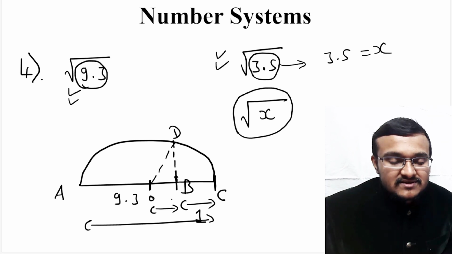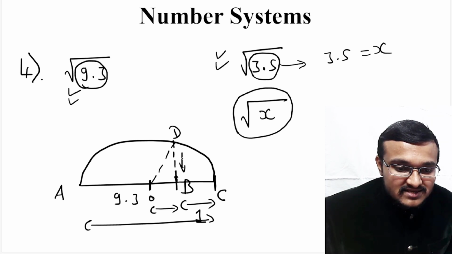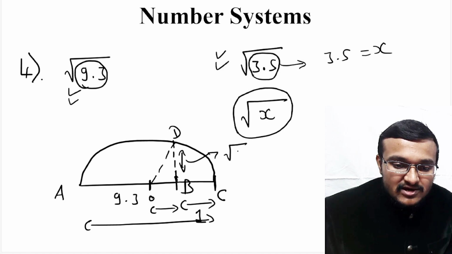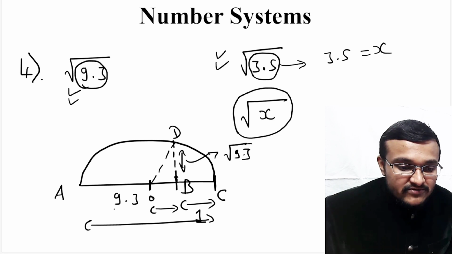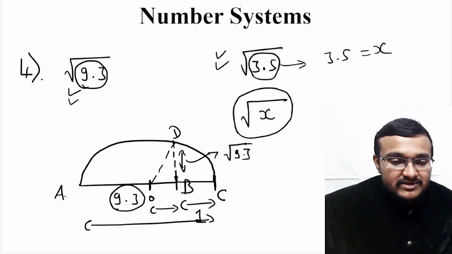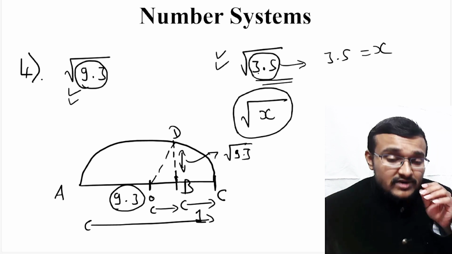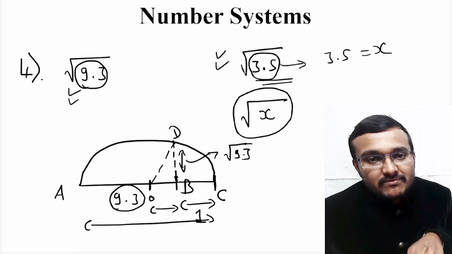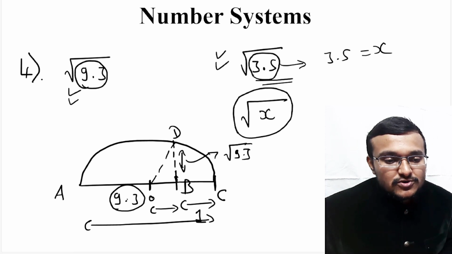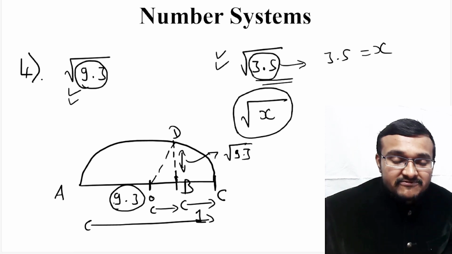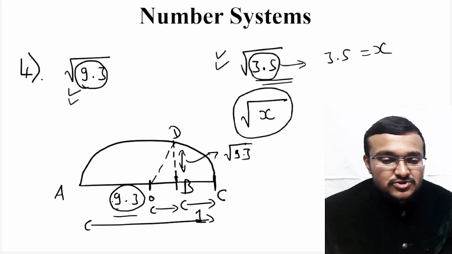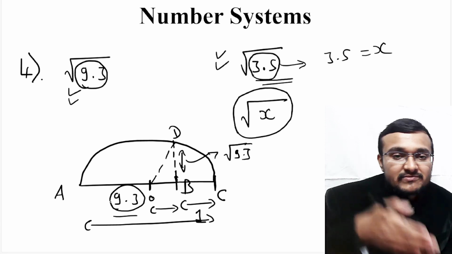So you can calculate the length of OB, and the length of DB, and this DB will be root 9.3, because you have considered 9.3 as the length between A and B. These things I have explained in my previous video while locating root 3.5 on the number line. Similarly you can do it here also. In place of taking 3.5 as the length between A and B, you can take 9.3 as the length between A and B, and thereby you can calculate the value of DB, which will be equal to root 9.3.